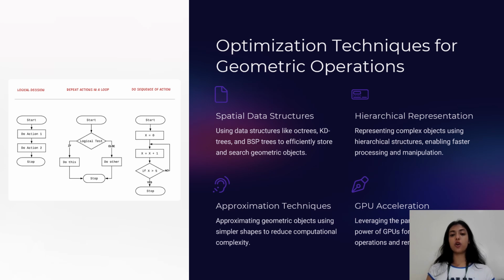Optimization techniques for geometric operations. Spatial data structures: using data structures like octrees, KD trees, and BSP trees to efficiently store and search geometric objects. Hierarchical representation: representing complex objects using hierarchical structures, enabling faster processing and manipulation. Approximation techniques: approximating geometric objects using simpler shapes to reduce computational complexity. GPU acceleration: leveraging the parallel processing power of GPUs for geometric operations.